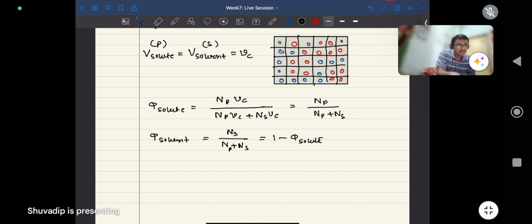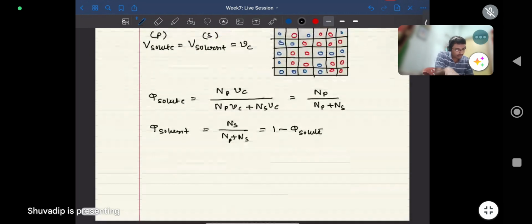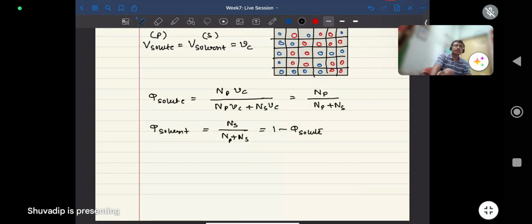Now to write down the actual Hamiltonian for the system, we need to write down the free energy from the Hamiltonian, and to construct the free energy we need two terms. One is the internal energy and another one is the entropy term. Both of them we need in this case.